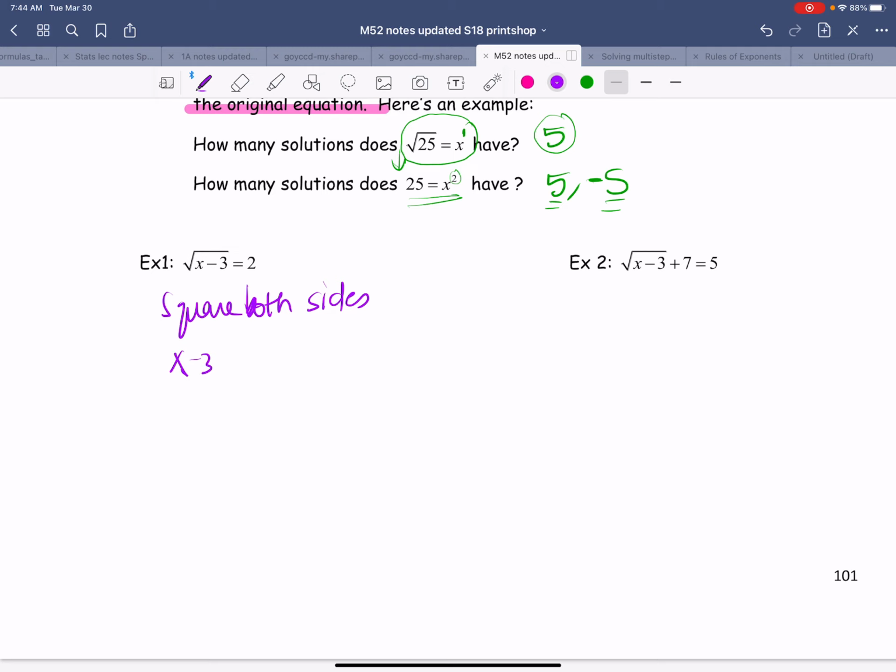So when I square both sides, I'm going to have the square root of x minus 3 squared equals 2 squared. Square root and square are opposite operations. They cancel each other. So I'm only left with x minus 3 equals 4. x equals 4 plus 3, which is 7. Now, before I say this is my solution, I'm going to check.